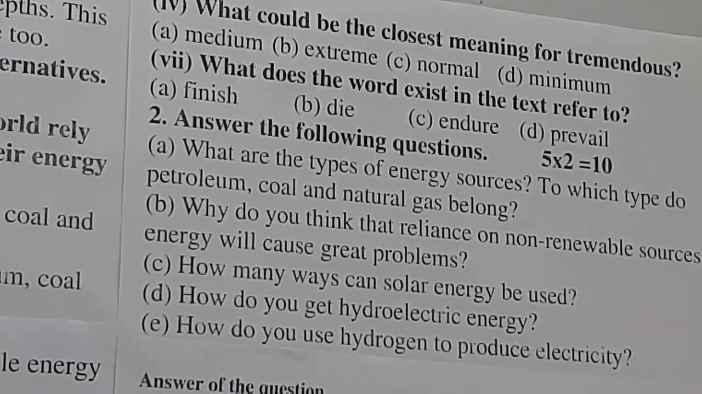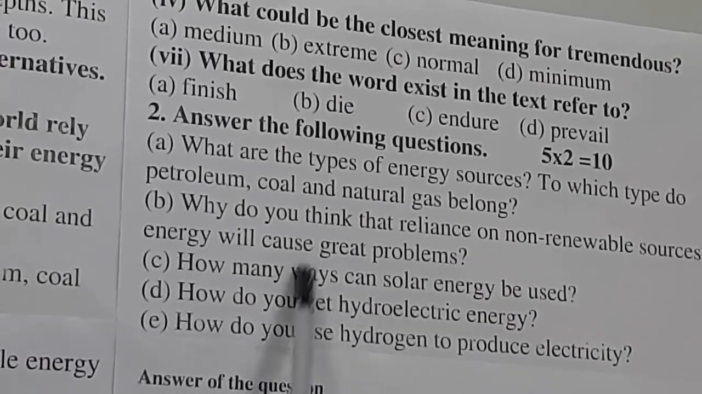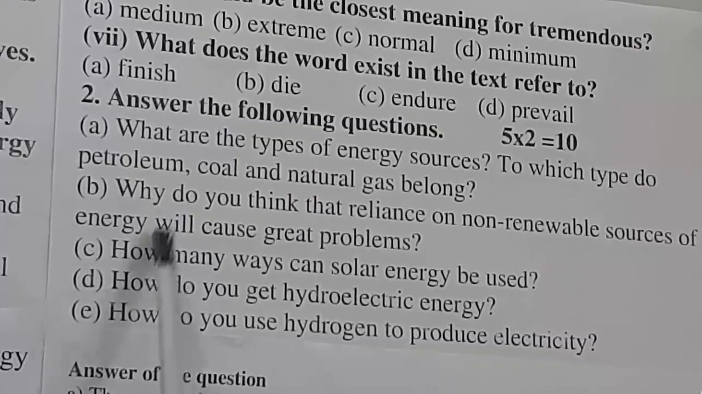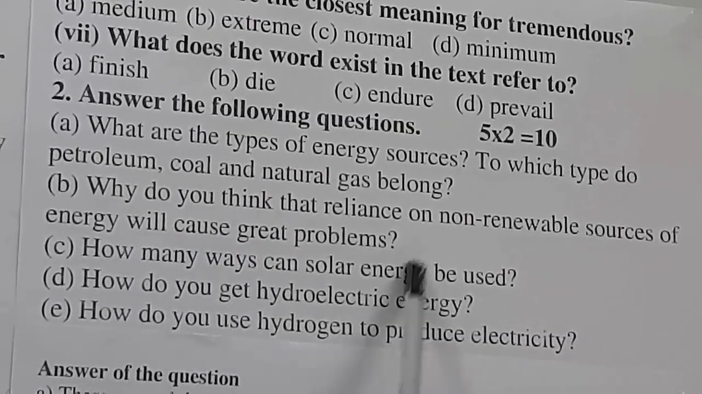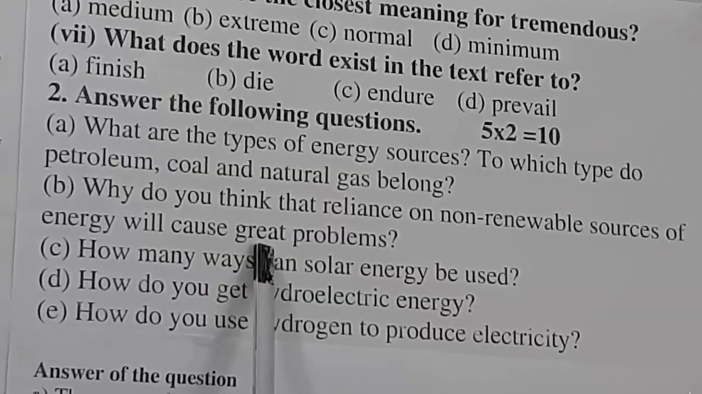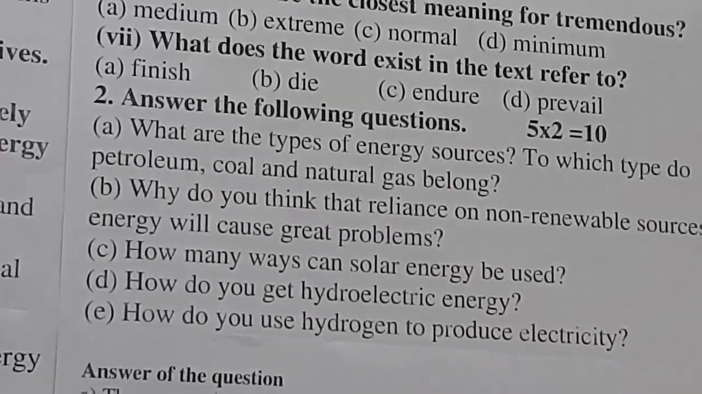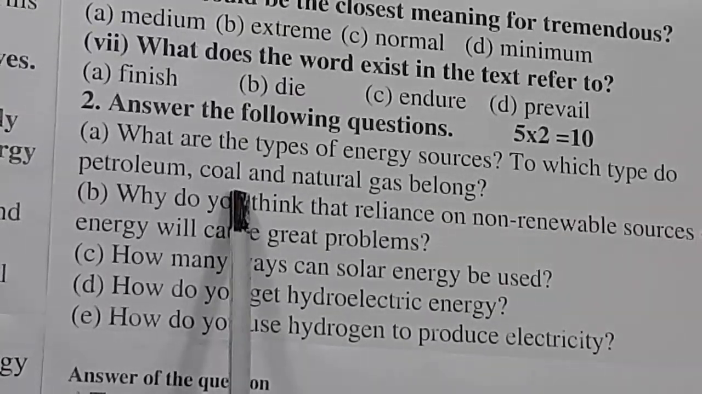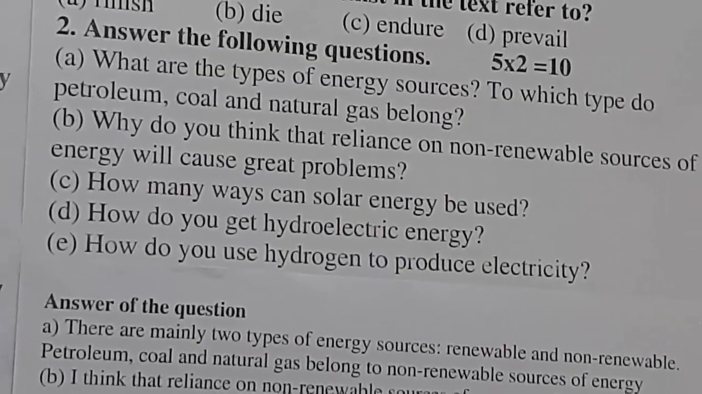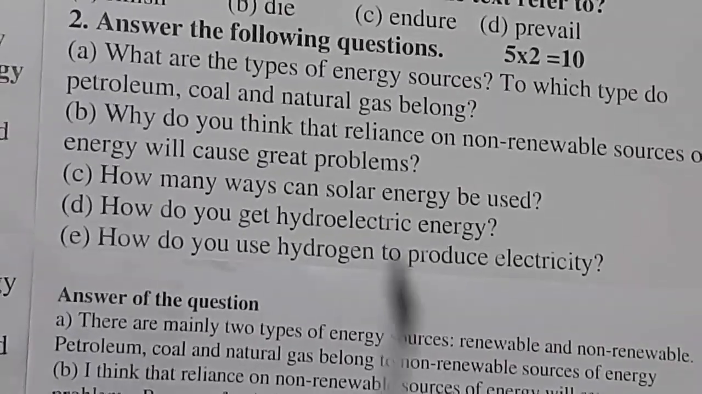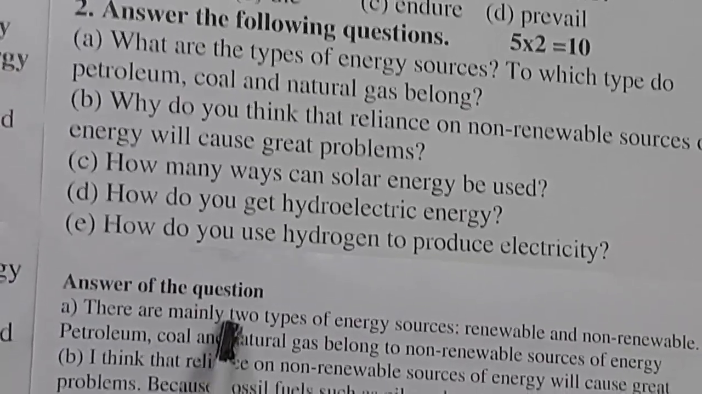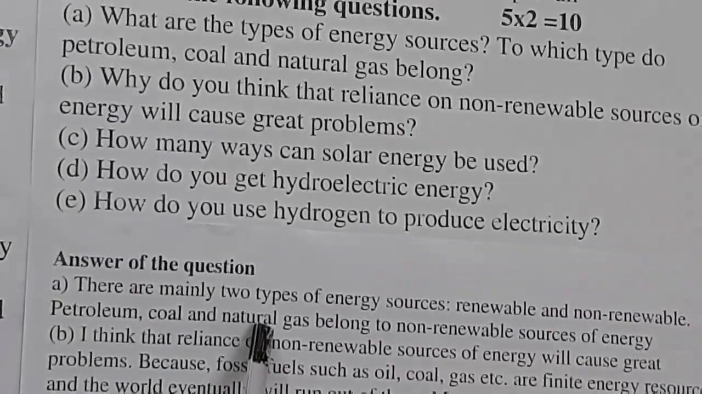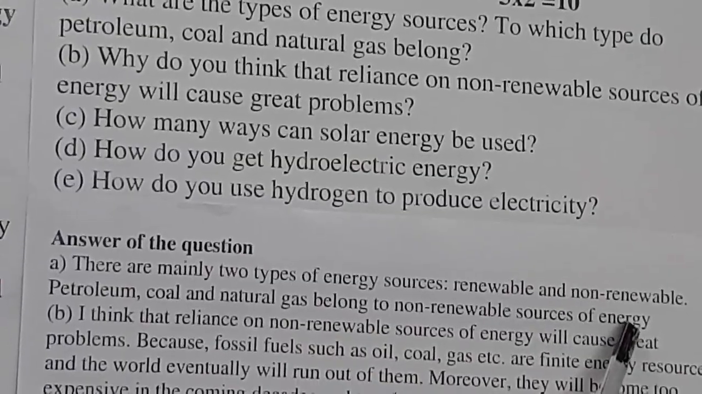So now we will discuss the answers to the following questions. In this passage, according to the passage, 5 questions have been given. A number, what are the types of energy sources? To which type do petroleum, coal and natural gas belong? The answer will be: there are mainly 2 types of energy sources, renewable and non-renewable. Petroleum, coal and natural gas belong to non-renewable sources of energy.